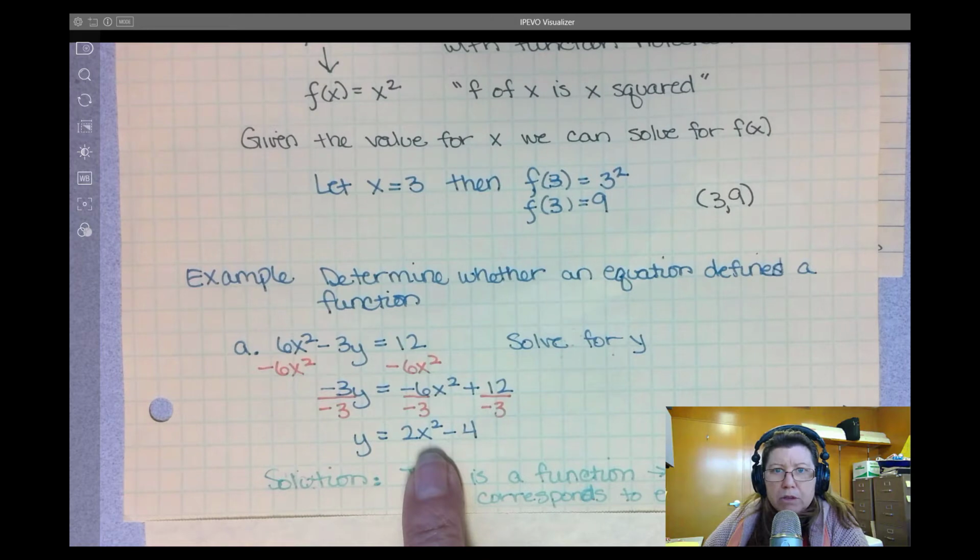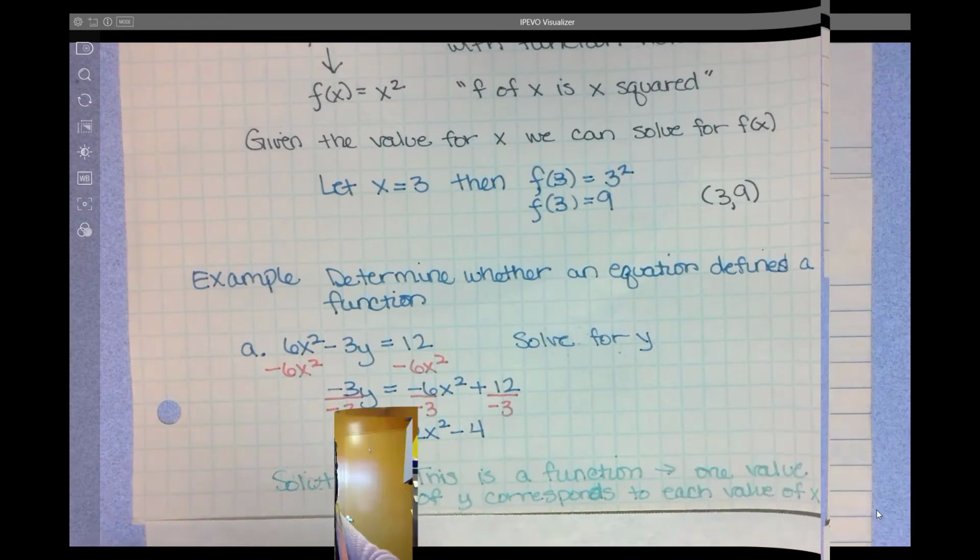Now you might be wondering, wait a minute, what about negative 1? Negative 1 squared is 1. 1 times 2 is 2. 2 minus 4 is negative 2. But those were two different x's. 1 will only ever go to negative 2. Negative 1 will only go to 2. It's not going to go to 2 and 3 and 4 or whatever. It won't have more than one output value.